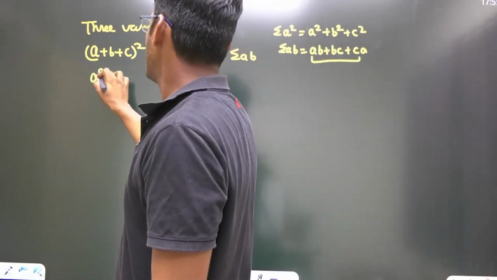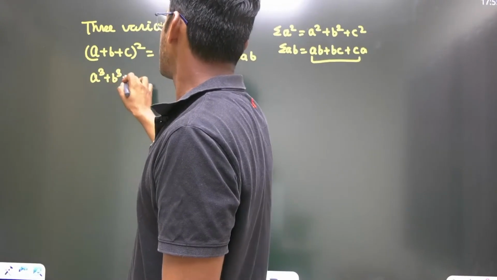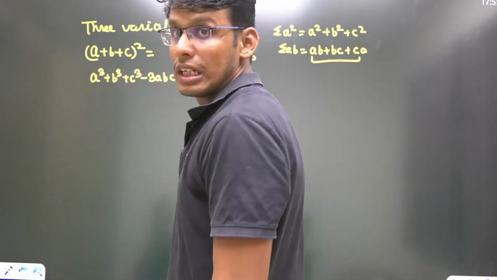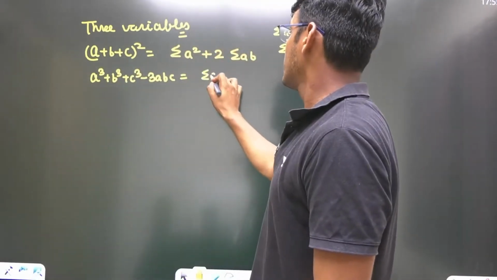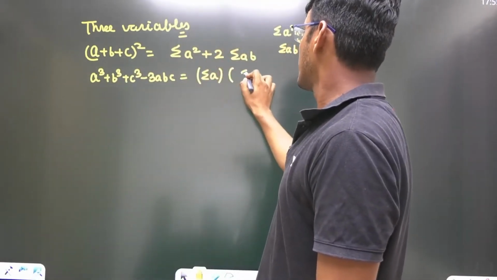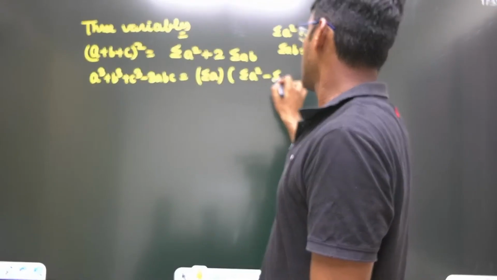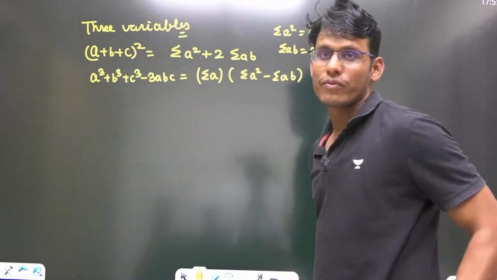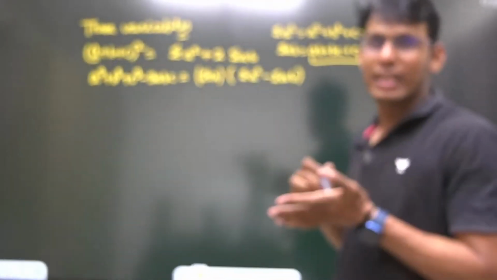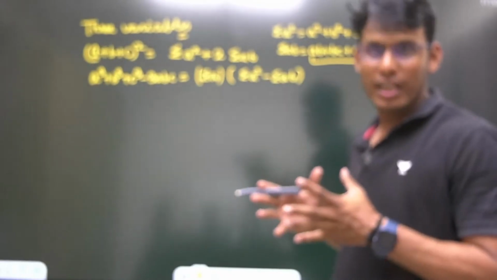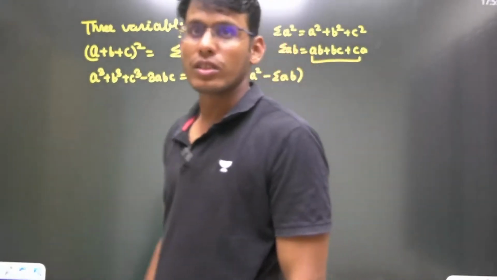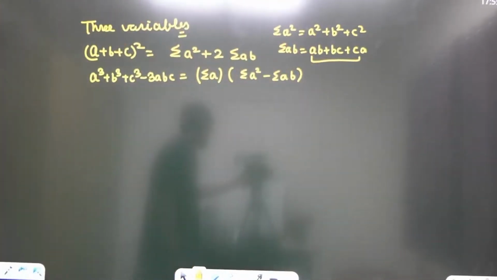A cube plus B cube plus C cube minus 3ABC. Right? This is sigma A square minus sigma AB. I like this because it is very short. It saves our ink. Although this is digital ink, you must be writing with ink which is tangible, maybe some ballpoint pen or something of that sort. Why it is happening like this, I'm not sure.